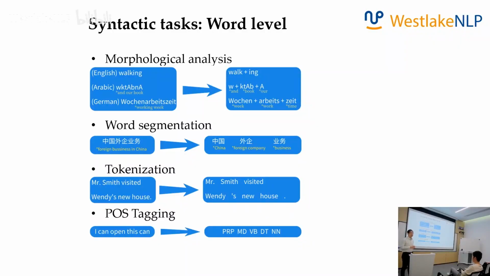Tokenization is a pre-processing step for English processing. You have, for example, the possessive 's, and you have period tokens. If you say Mr. Smith, this period is not a sentence-ending punctuation. But if you say he built a house, period, this period should be separated as a punctuation token. Tokenization is the processing step to do this.